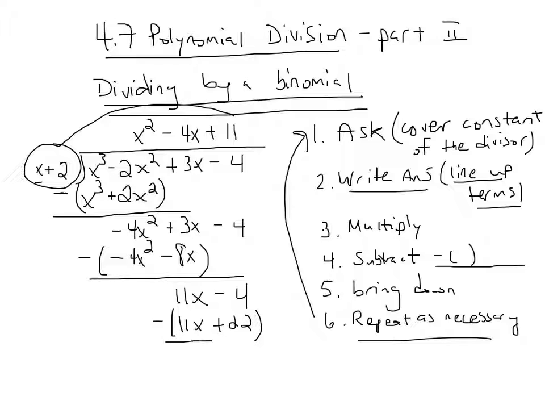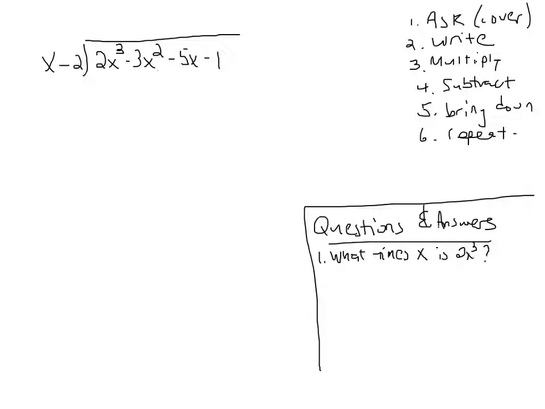parentheses, subtraction sign, subtraction bar. Be careful, remember, this is no longer a plus sign when the negative gets distributed, so our remainder is negative 26. So what we would say then is the quotient to this problem is x squared minus 4x plus 11, and the remainder is negative 26.